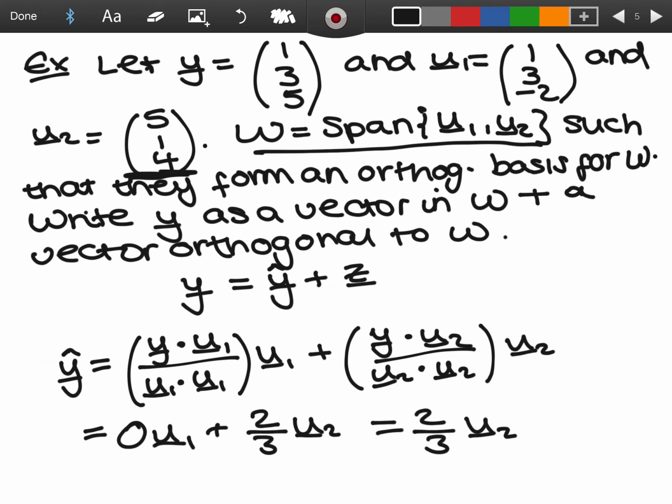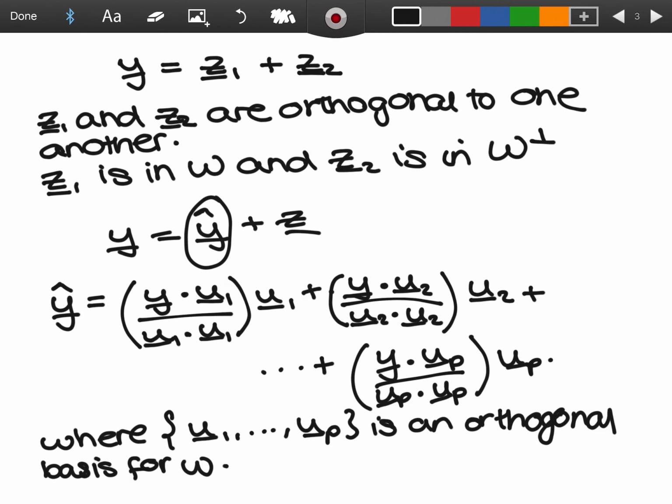But what happens if that basis for W is not only orthogonal, but it's orthonormal? So all of the vectors in that basis are orthogonal to one another, so their dot product equals 0. But each of the vectors individually has a magnitude equal to 1. What happens? Well, if we come back to our formula to find Y hat in W, if instead we had an orthonormal basis rather than just this orthogonal basis, U1 through UP, what happens to this formula for Y hat?